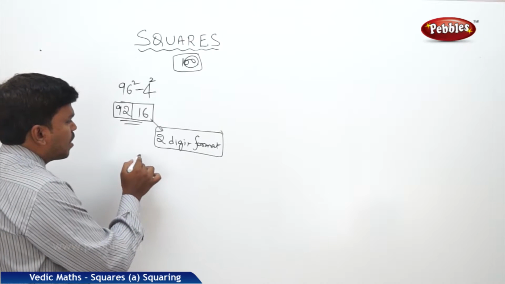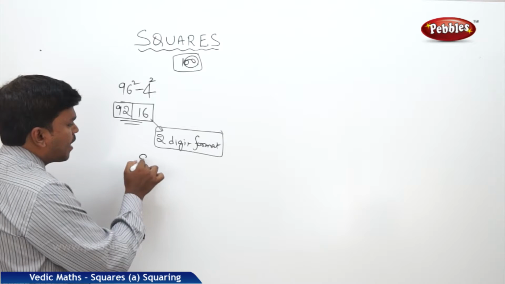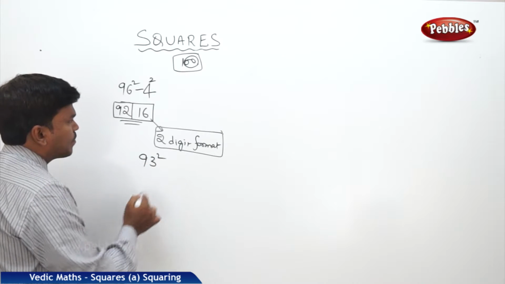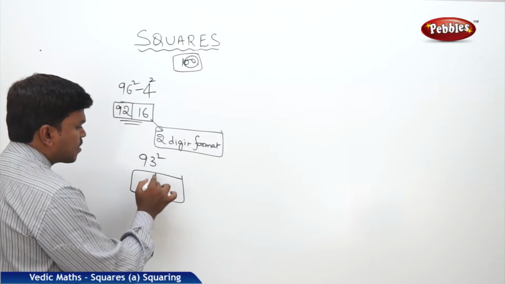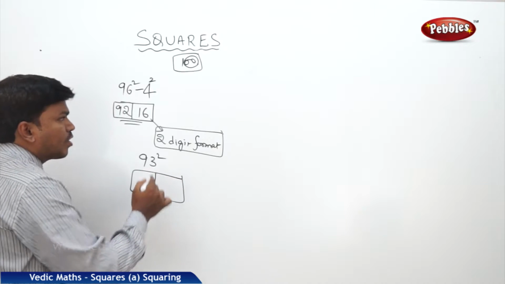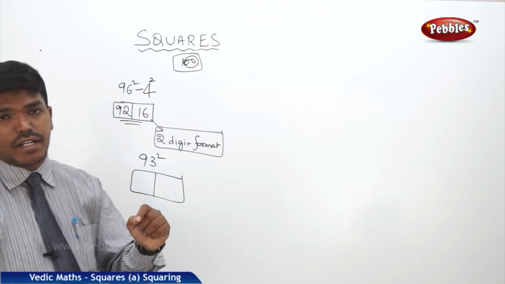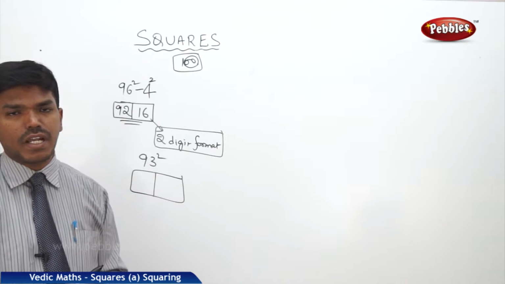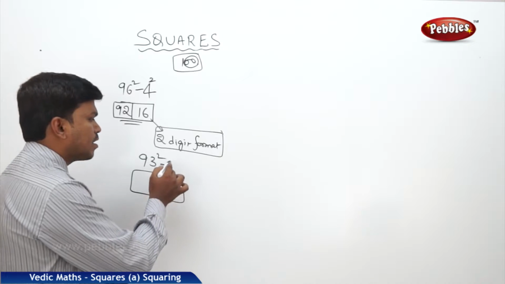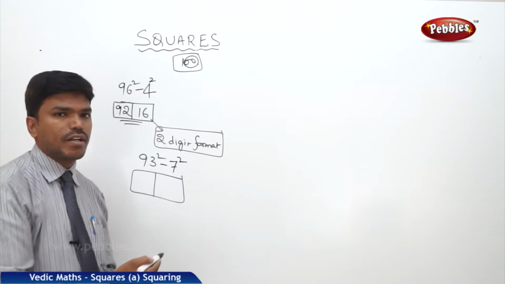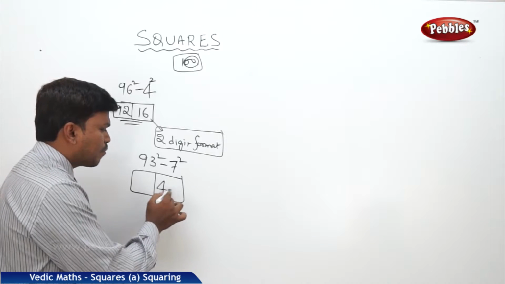Okay. Now one more example. Suppose I need 93 square. Same, draw two boxes like this. 93, if you compare with the base 100, is it more or less? It is less. So put a minus symbol. And how much less? 7. So write 7 here. What is 7 square? 49. Write in the right side box.